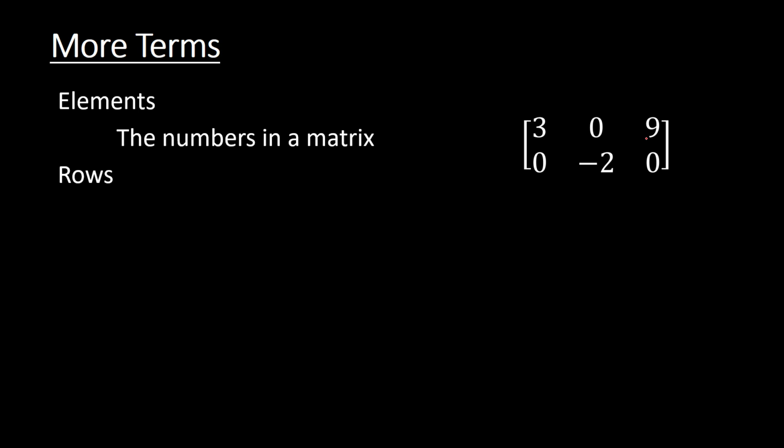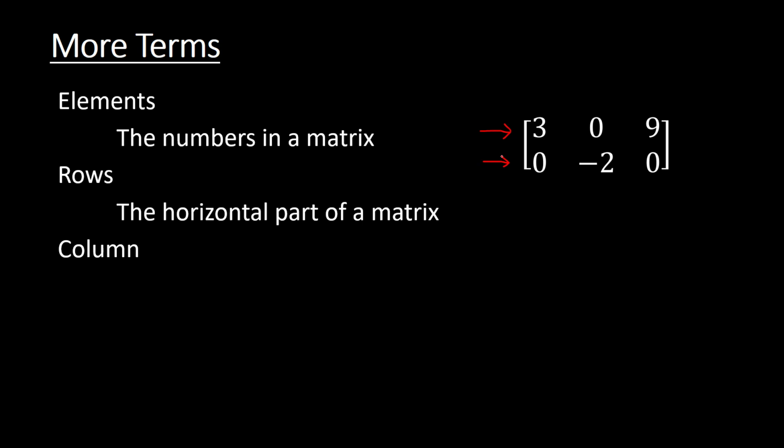And then we have rows, which are the horizontal components. So right here, going across, 3, 0, 9 would be one row, and then 0, -2, 0 would be another row. And then columns are the vertical component. So vertically, we have 3 and 0 would be one column, 0, -2 is another, and then 9, 0 is another column.